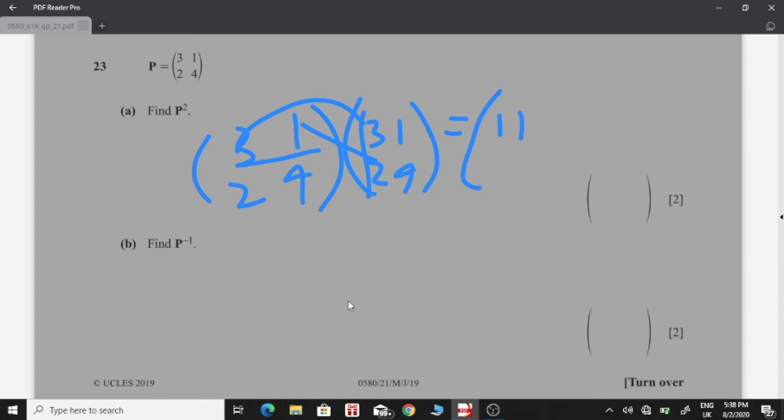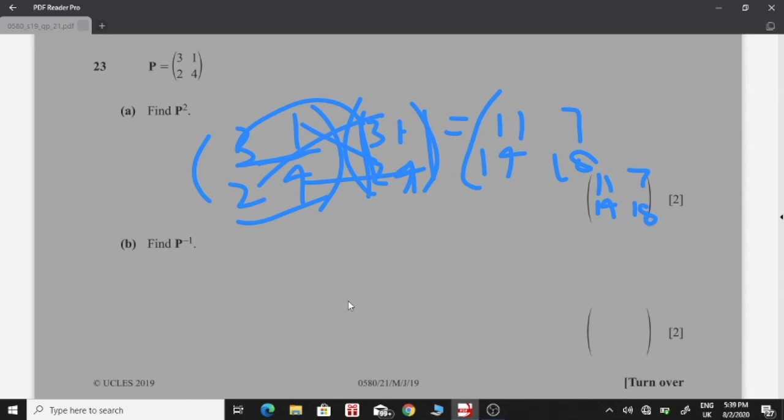And then we have 3 and 1 multiplied by 1 and 4. So 3 ones are 3, 1 fours are 4. So 3 plus 4 gives us 7. And then we multiply 2 and 4 with 3 and 2, which becomes 2 threes are 6 plus 4 twos are 8, and we have 14. 2 ones are 2 and 4 fours are 16. So this gives us the answer 18. So we have 11, 7, 14 and 18.